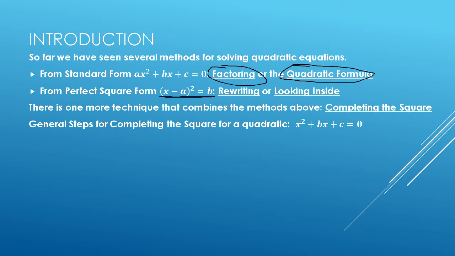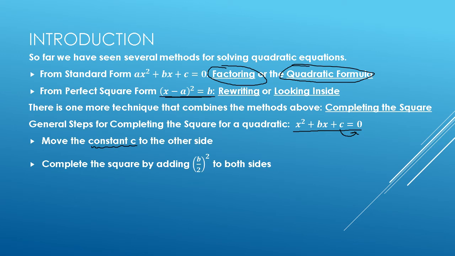First I'll outline the steps and then we'll do some examples, okay? The first step that you want to take when you have an equation that looks like this is to move the constant c to the other side. So this constant here, we want to flip it over where the 0 is and make it negative c. And then we want to add this number to both sides.